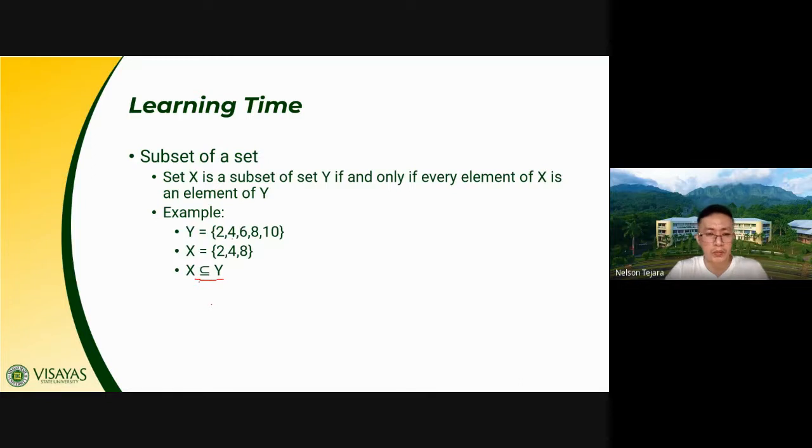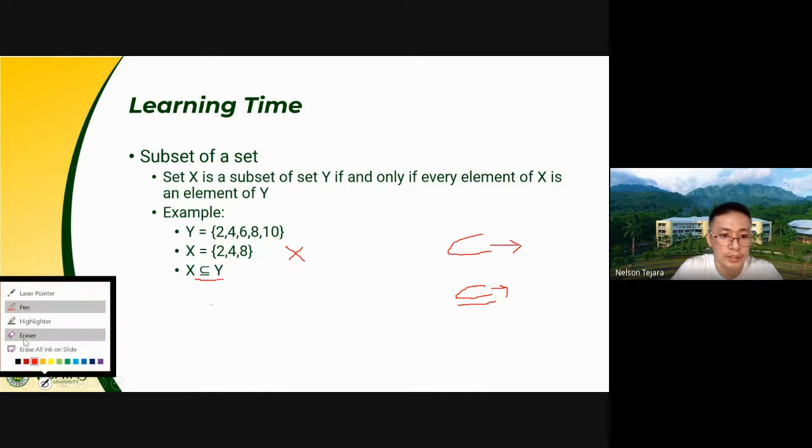Or this is also known as X is a proper subset of Y. By the way, this is the symbol for subset. Then if we have this symbol with an underline, we call that one a proper subset. So let's talk first about subset. To represent this one, we could say that X, let me erase all these writings.